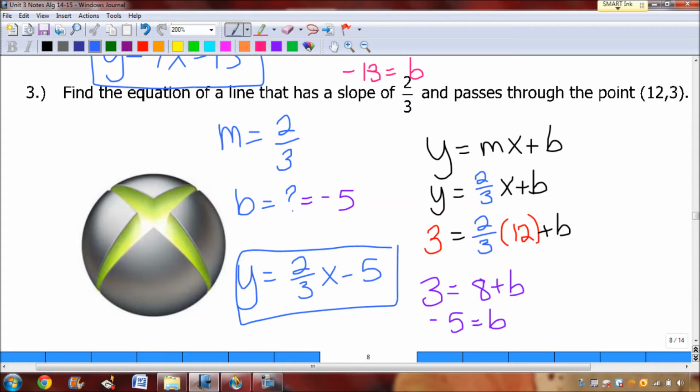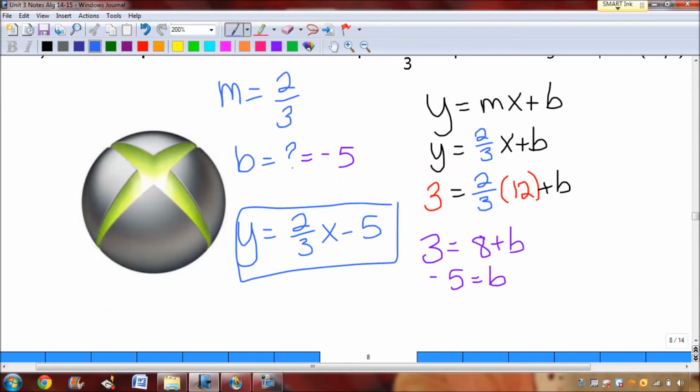So in this problem, I knew what the slope was. It was 2/3, but I did not know what the y-intercept was at first, so I put a question mark. So then I use the equation y equals mx plus b. I know what the slope is, so I fill in 2/3 for my slope. Now I know that x is 12 and y is 3. So I'm going to put 3 equals 2/3 times 12. I'm just going to replace my information, plus b.